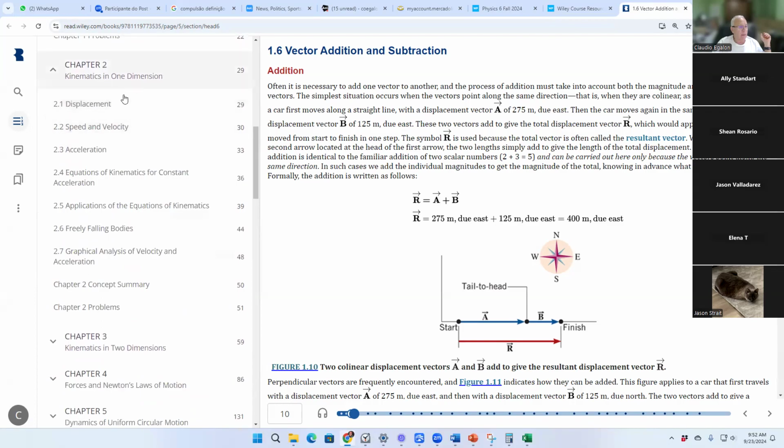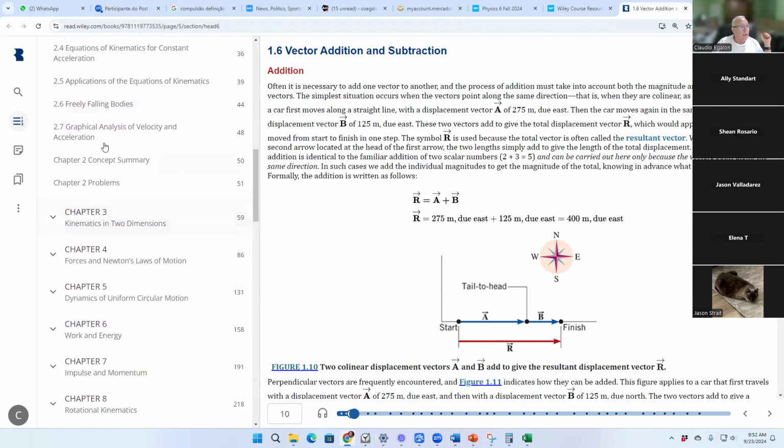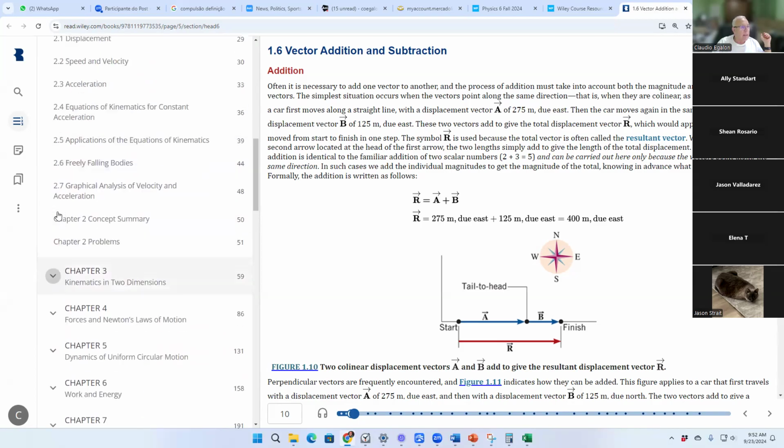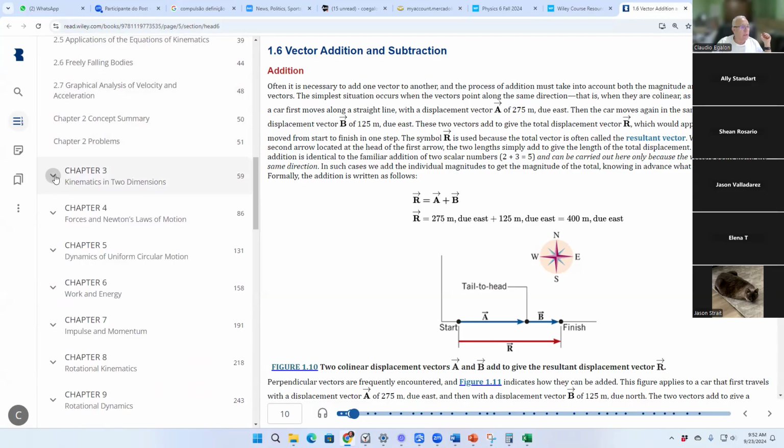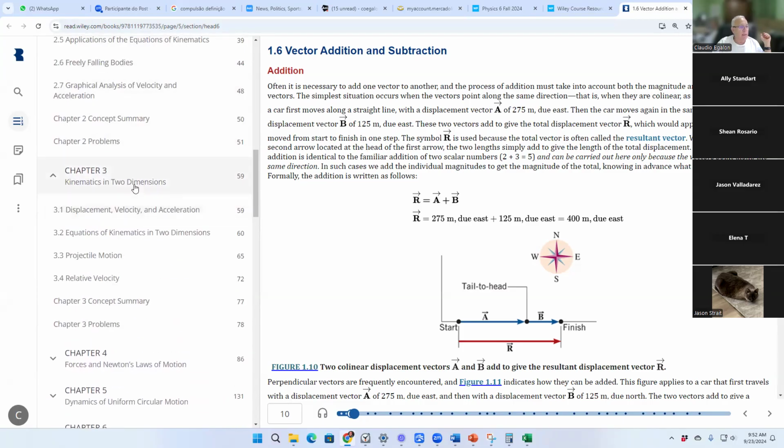Displacement in 1D, speed, velocity, acceleration, equations of kinematics, constant velocity, constant acceleration, and so on. And then we did kinematics in one dimension, right? And now we're going to do kinematics in 2 and 3 dimensions.